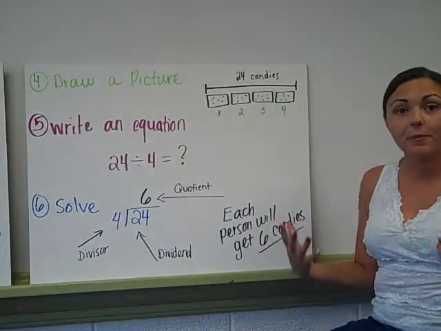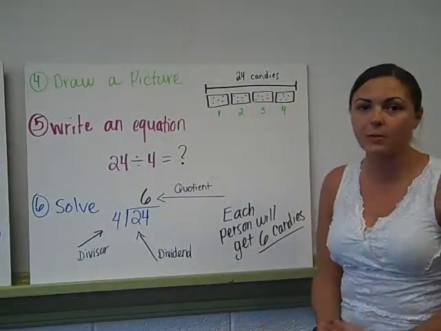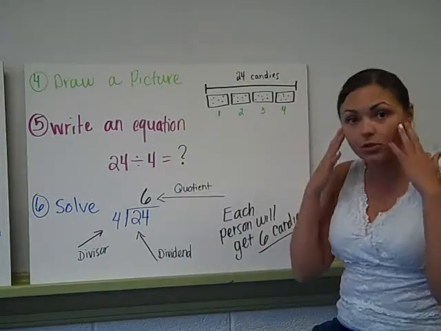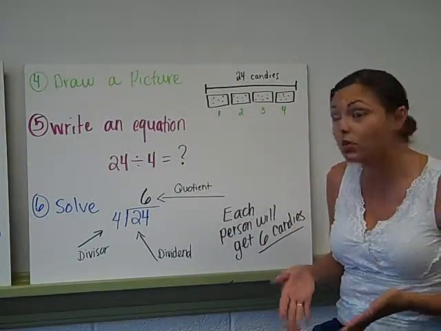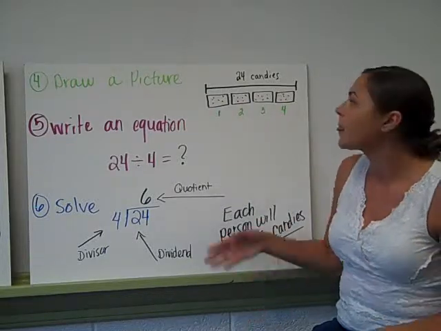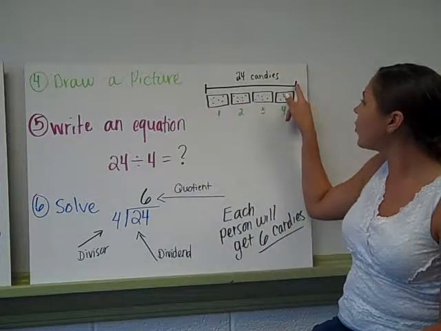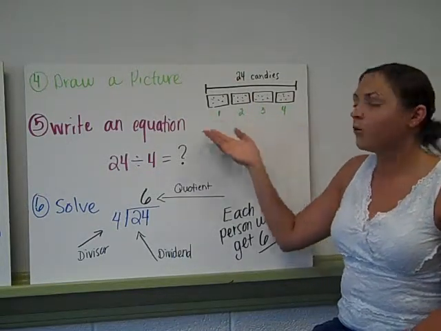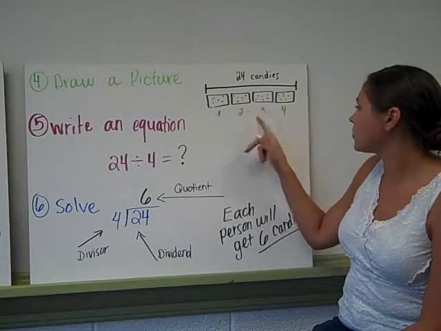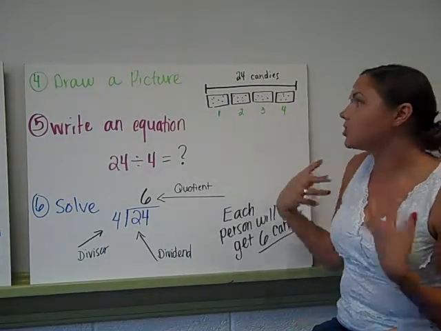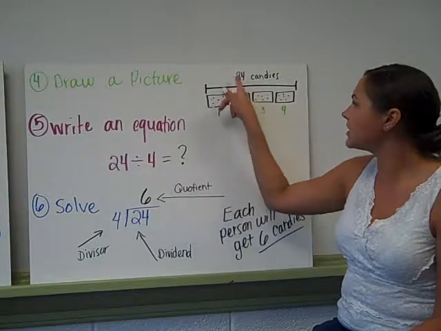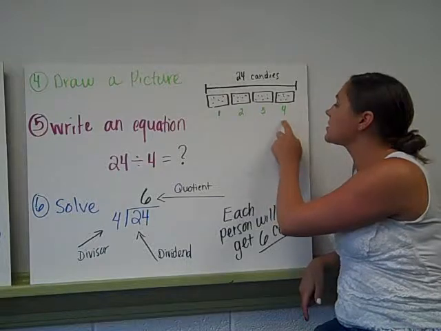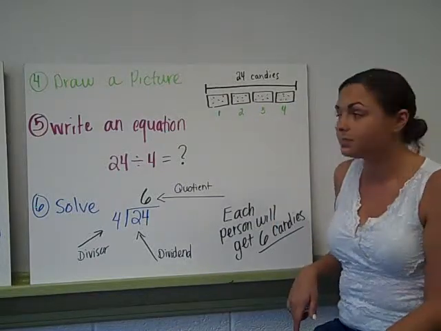Step 4, draw a picture. I always recommend drawing a picture when you're not sure or just for good practice, because drawing a picture really puts your thoughts down in front of you in a visual image and helps you figure it out. So here I drew a total of 24 and I put 4 boxes. These 4 boxes represent 4 people: Jesse and his 3 friends, 1, 2, 3. Then I took my 24 candies and I split them. All I simply did was put 1 in each box until I was up to 24.